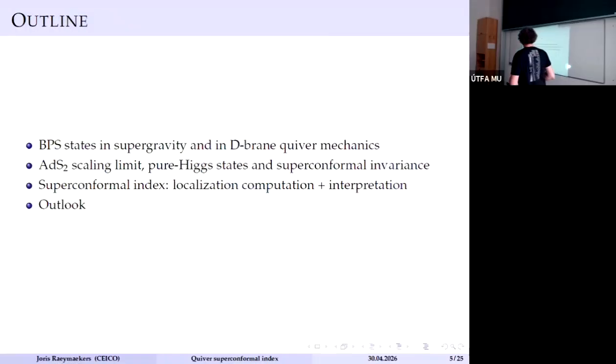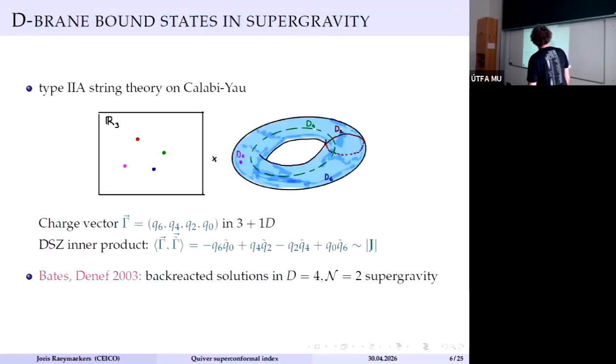So the outline is that I will start with some review of these supergravity multi-center solutions and quiver quantum mechanics. We'll talk about AdS2 limits and these pure Higgs states, and then I will sketch our computation of the superconformal index, with some conclusions.